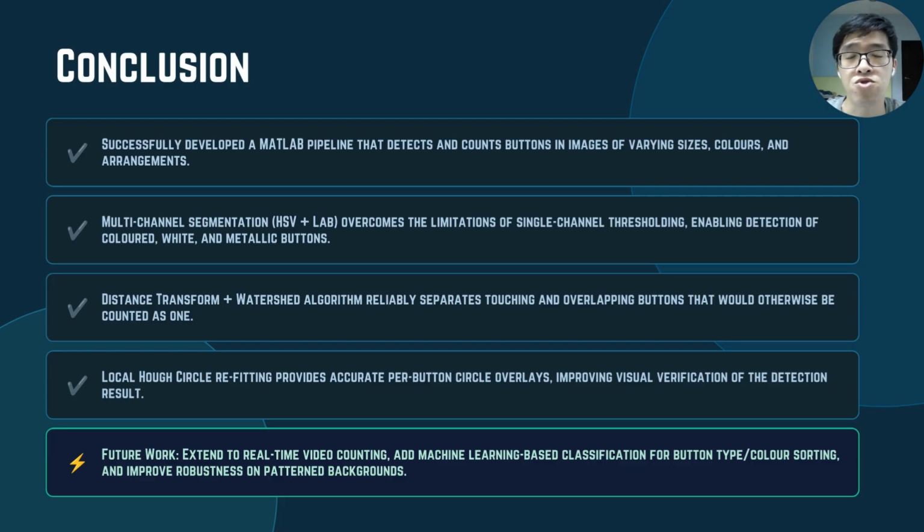In conclusion, the project successfully developed an image processing pipeline for automatic button detection and counting. The combination of HSV and LAB color segmentation helped overcome the limitations of single-channel thresholding and enabled detection of buttons with different colors and appearances. Furthermore, the distance transform and watershed algorithm effectively separated touching and overlapping buttons, while circle refitting improved the accuracy and visual verification of the detected objects. Overall, the system achieved its objective of accurately detecting and counting buttons from images.